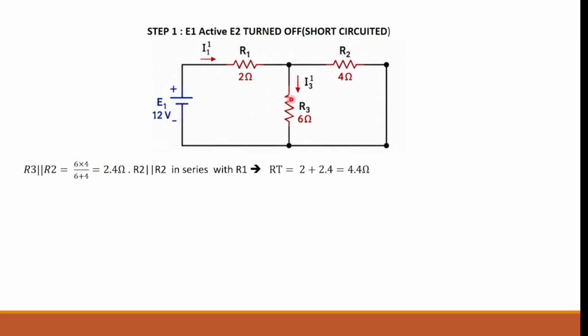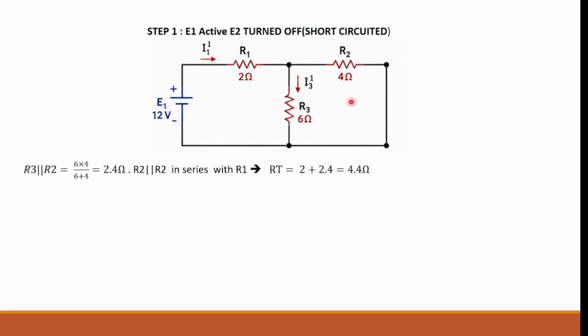After calculating the equivalent resistance between these two resistors, we realize that this equivalent resistance is going to be in series with R1. So R2 parallel R3 is in series with R1. R total is going to be equal to 2.4 plus 2, equal to 4.4 ohms. That is the total resistance of this entire circuit.